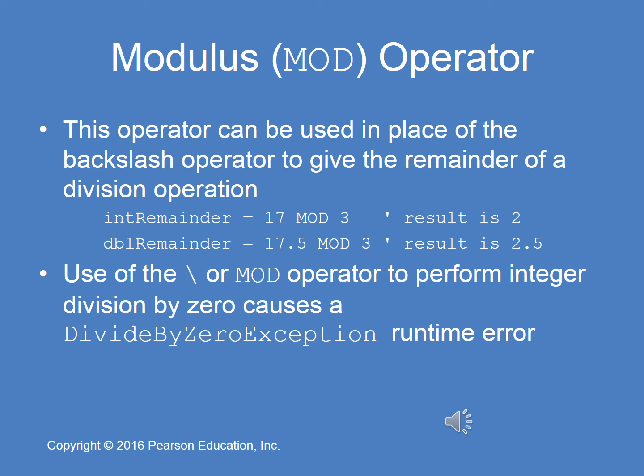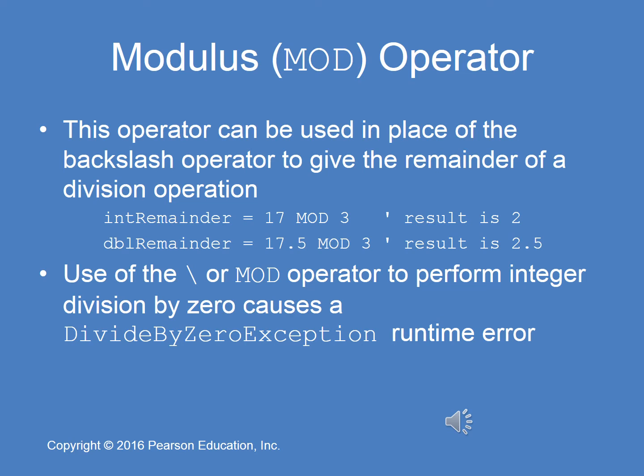Because integer division doesn't round in the way that we typically think of rounding, we have the modulus or Mod operator. It can be used in place of the backslash operator to give the remainder of a division operation. So for example, intRemainder = 17 Mod 3. 3 divides into 17 five times with a remainder of 2. 3 times 5 is 15, with a remainder of 2. So intRemainder will hold 2.